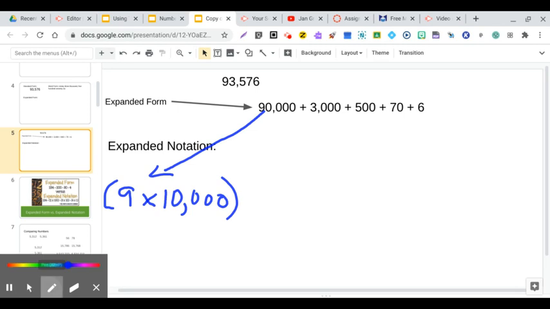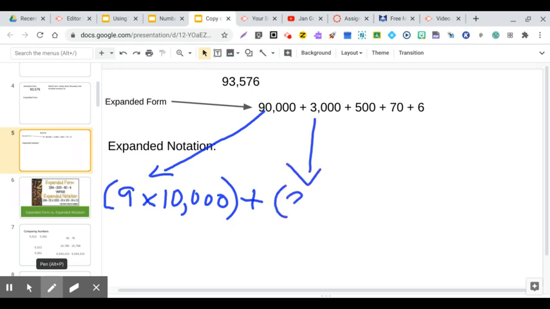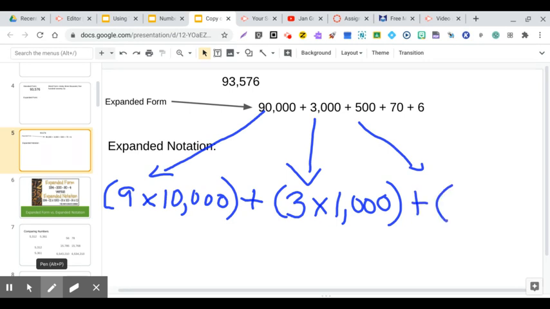Now, just like expanded form, we're going to put a plus sign. And you might guess that next we're going to do 3,000. So what did I just say? I said 3, and then I say times 1,000 because I have 3 groups of 1,000. Next, I'm going to do the 500. What did I say?